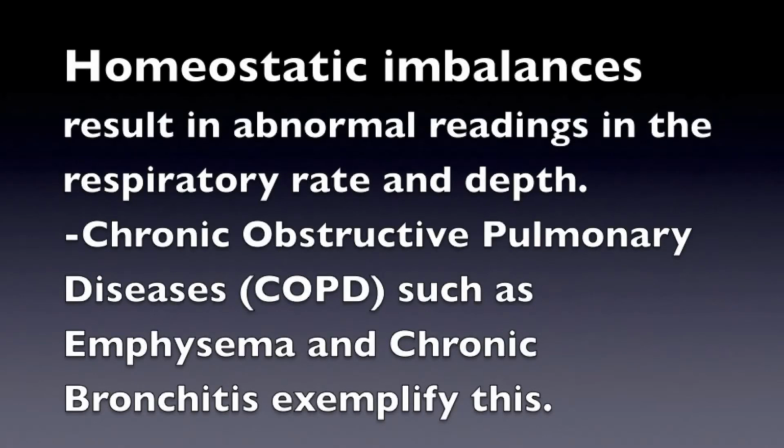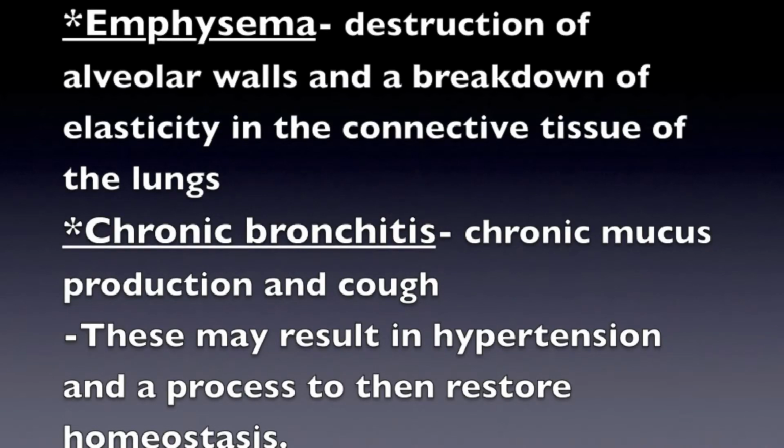Homeostatic imbalances result in abnormal readings in the respiratory rate and depth. Chronic obstructive pulmonary diseases, COPD, such as emphysema and chronic bronchitis, exemplify this. Emphysema is the destruction of alveolar walls and a breakdown of elasticity in the connective tissue of the lungs. Chronic bronchitis is a chronic mucus production and cough.